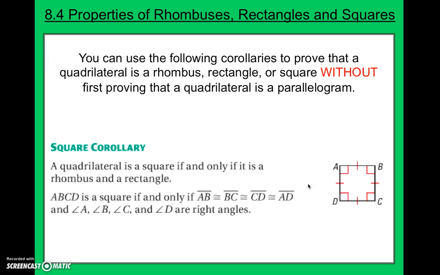And finally, a quadrilateral is a square if and only if it is a rhombus and a rectangle. And what that means is that all of the sides are congruent and all of the angles are right angles.